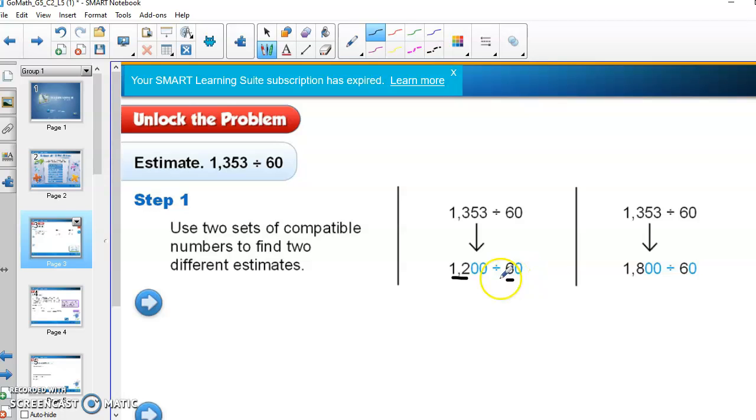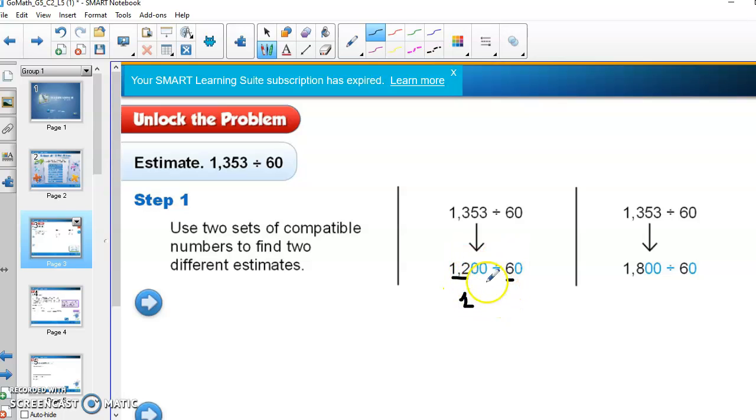They're compatible because 12 is a multiple of 6. Therefore, 6 is a factor of 12. So since they are compatible with each other, they're easy to divide in our head. We use the basic fact, 12 divided by 6, which I know is 2. Ooh, that's a sloppy 2. Let's see if I can fix that up a little bit better.